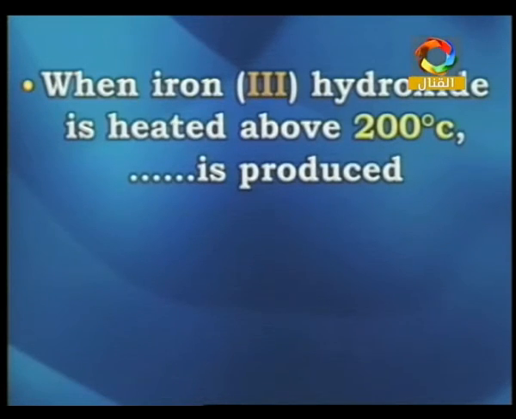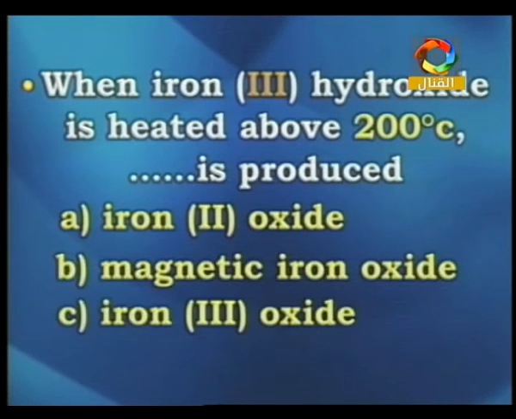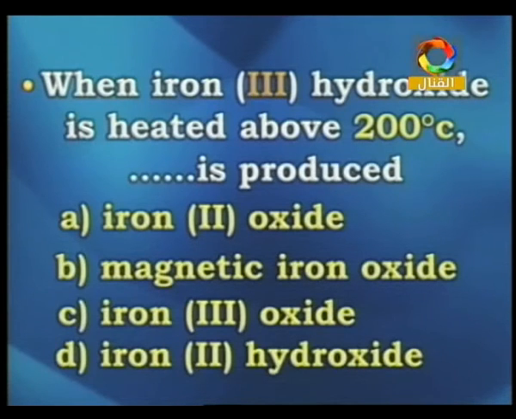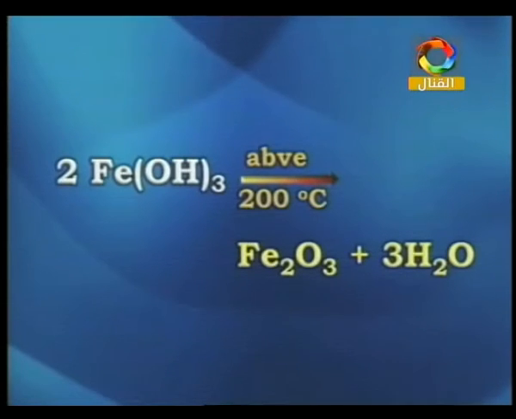When iron 3 hydroxide is heated above 200 degrees, what is produced? Iron 2 oxide, magnetic iron oxide, iron 3 oxide, iron 2 hydroxide. Yes, the answer will be iron 3 oxide. As the equation proceeds on the screen, iron 3 hydroxide above 200 degrees gives iron 3 oxide, and water is produced.